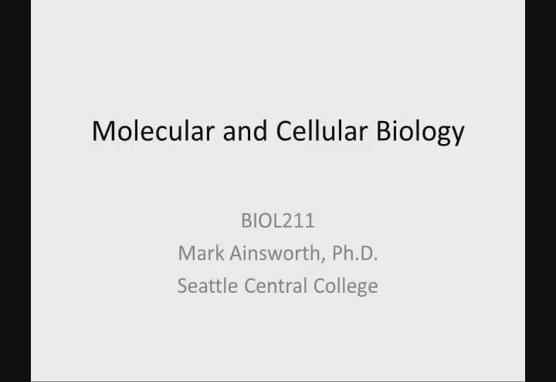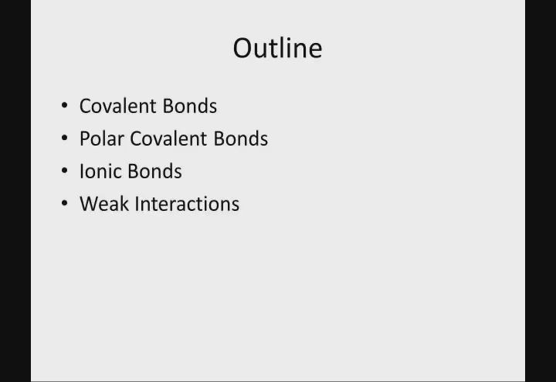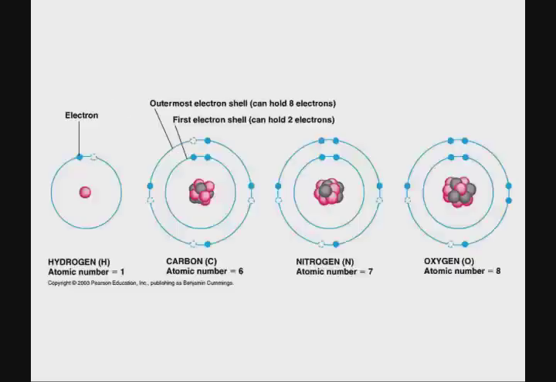Alright, we're continuing our chemistry review, and now we're going to talk about bonds and molecular interaction. So, we want to quickly review covalent bonds, polar covalent bonds, ionic bonds, and weak interactions. All of these are incredibly important in biological systems.